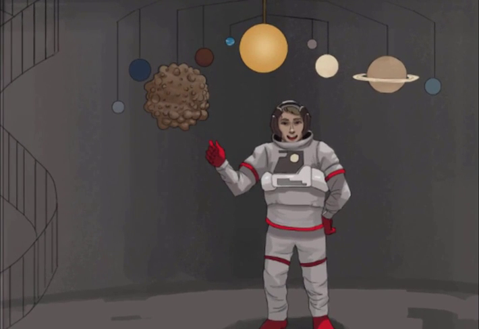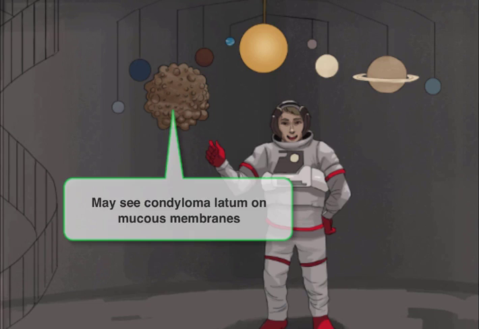Now, our astronaut's pointing to a rather unusual looking planet that has a bumpy exterior. This is to represent Condyloma lata. It has lata bumps. But don't get confused with Condyloma acuminata, which happens with HPV and is more wart-like, whereas Condyloma lata tends to be more flat-topped. So just remember this planet with a lot of bumps, and you'll think of Condyloma lata.